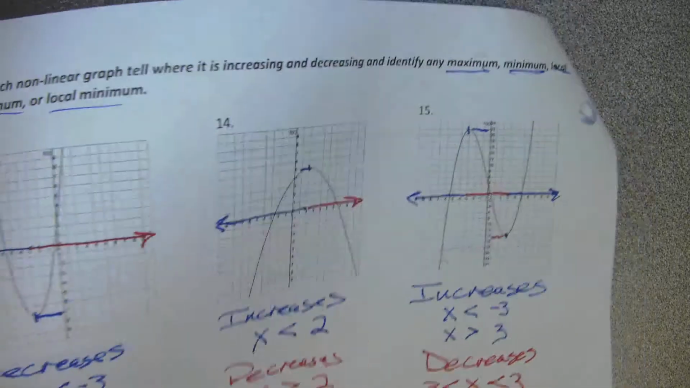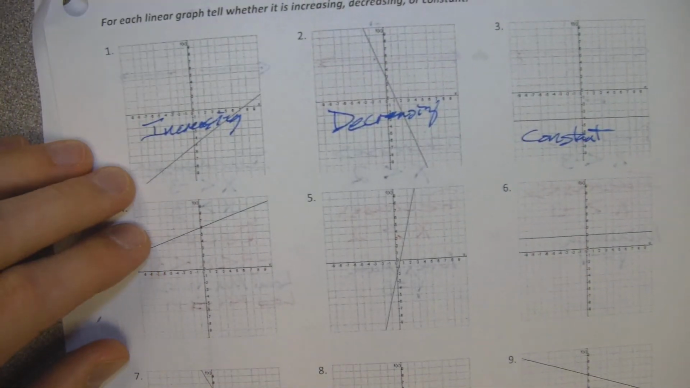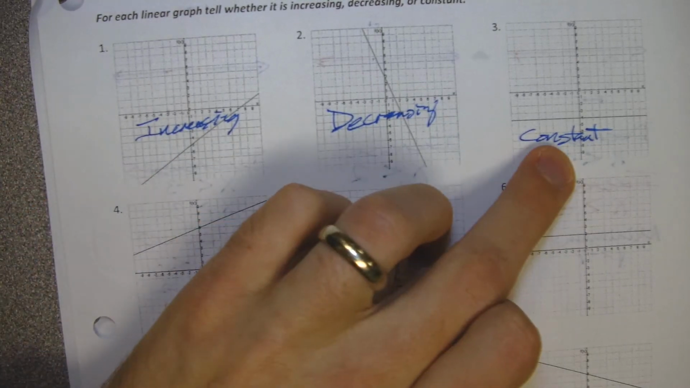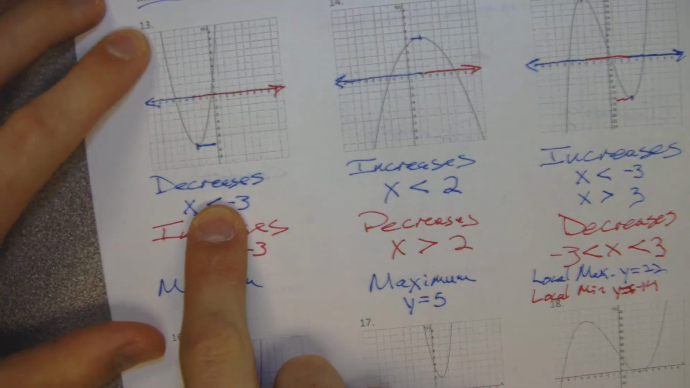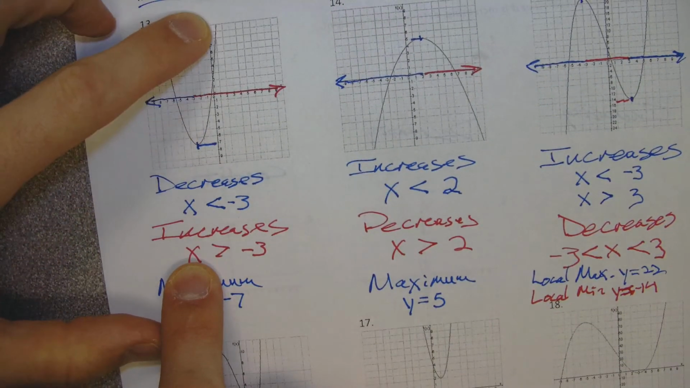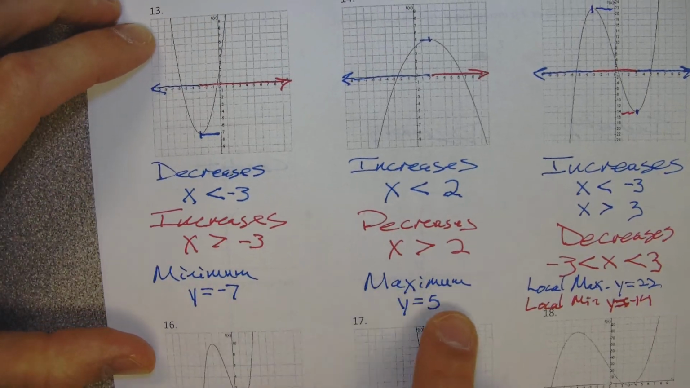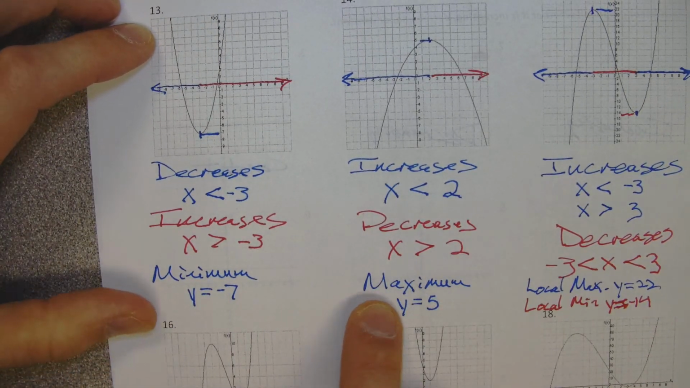So again, just to recap, on the front side, you're just telling me whether these linear situations are increasing, decreasing, or constant. So those are pretty simple. And then on the back, you're going to show me, hey, where are these graphs decreasing or increasing? And then what's their local minimum, maximum, or what's their absolute maximum or minimum? All right?